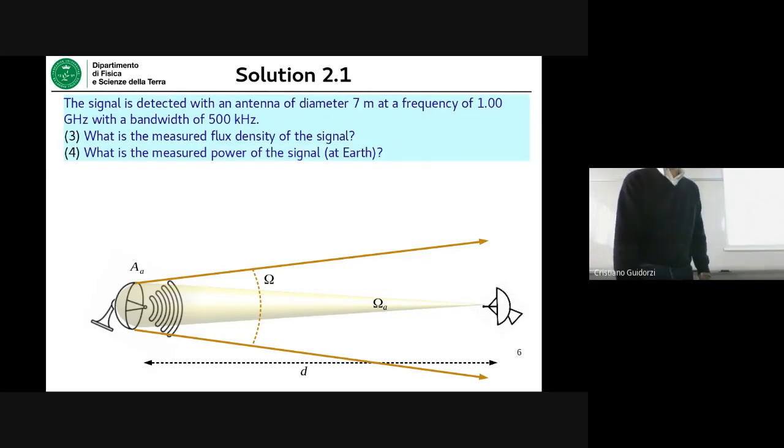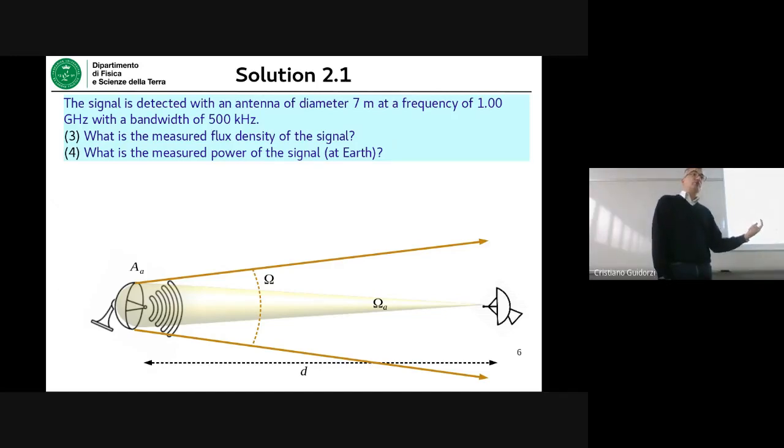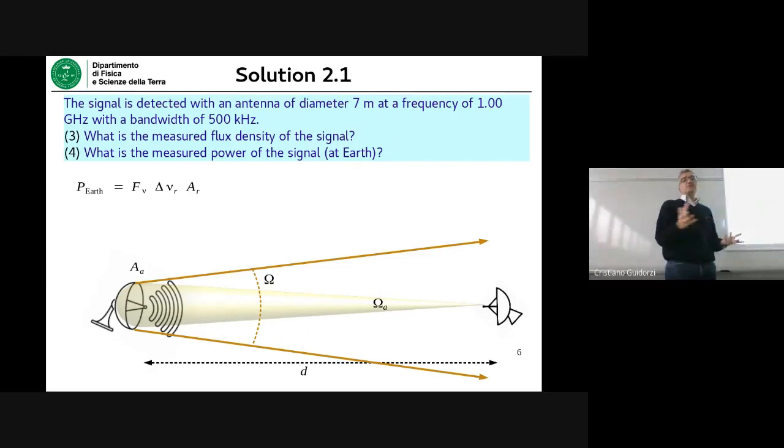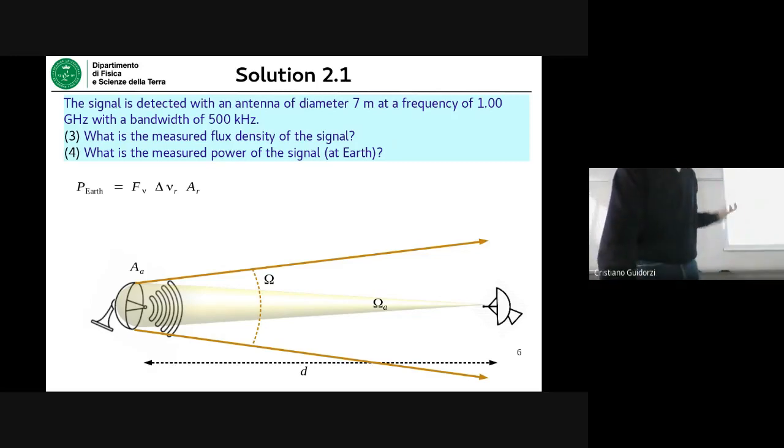Which, if you remember, 10 to minus 26 is 1 Jansky, so this is just 10 to minus 5 Jansky. And finally, what is the measured power of the signal? Well, you have to multiply the flux density that we calculated before by the bandwidth of your receiver. You get as much as depends on the bandwidth at which you are receiving, as well as on the area of your receiver. What I call P Earth, I should have better called P of the receiver, is the flux density we calculated in the previous case times delta nu R, the bandwidth of the receiver, times the area of the receiver. That's the total power that your receiver collects.